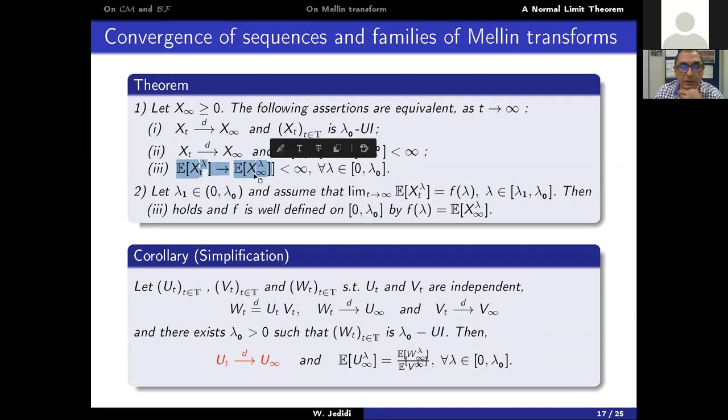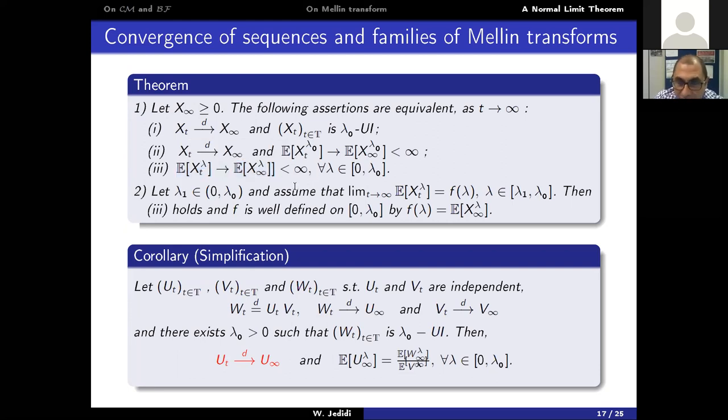Usually when we handle convergence in distribution, we characterize it via the convergence of the characteristic functions. Here, things are much more intricate, because at least you lose the boundedness.